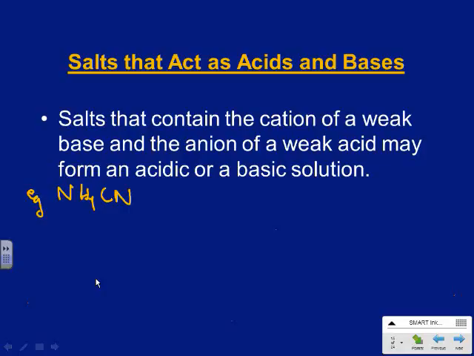So let's say I've got something like NH4CN. Same thing, break it apart into its ions. So let's dissociate it. NH4 plus and CN minus. Ammonium cyanide is what that is. Well, let's analyze each of the ions just as we did before.